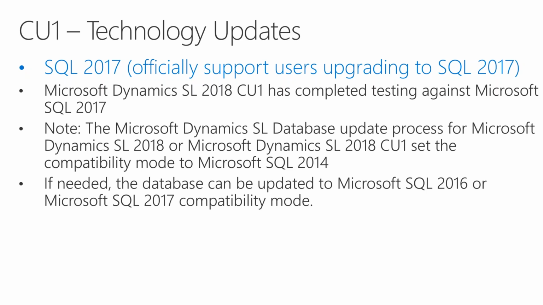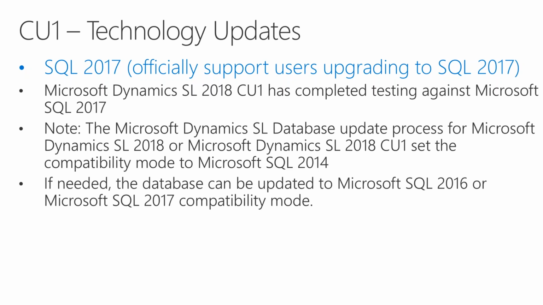Now, a couple notes that are listed here. One is everyone who is on SL 2018 or SL 2018 CU1 is upgraded to compatibility mode for SQL 2014. This means that it can run on SQL 2017, but you will be in compatibility mode 2014. Know that if you need to upgrade it to be compatible with 2016 or 2017 or newer versions, you can do that as well. But out of the box, you will be set to 2014. The reason being is that SQL 2014 is the minimum requirement, and obviously we want to set it to that and not cause any problems.